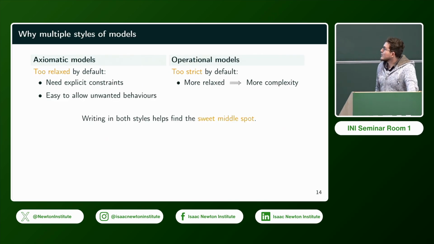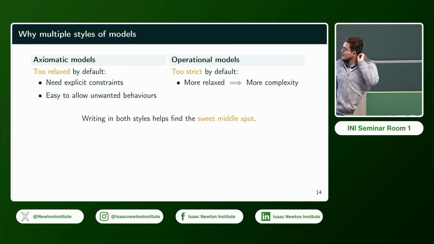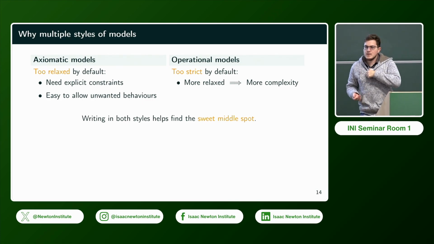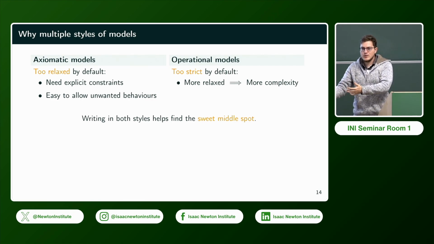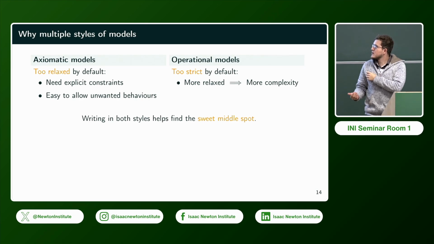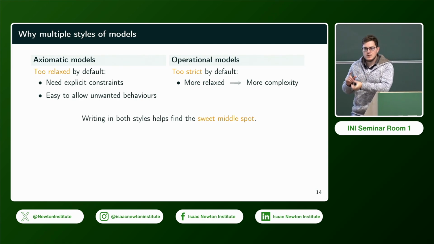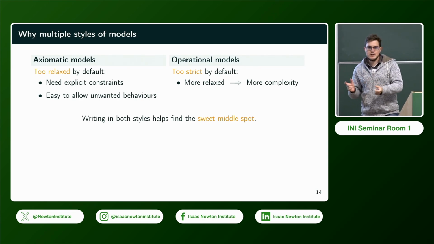So an important point is why do we want all those different styles of model? Why not just axiomatic model? The main reason is that if you write an axiomatic model, and by write I mean actually try to model new bits of the architecture using an axiomatic model, it's very, very easy to be too relaxed because you need to constrain everything, and if you forget one constraint, you will be too relaxed by default. And so it's easy to allow really weird and nonsensical behaviors.